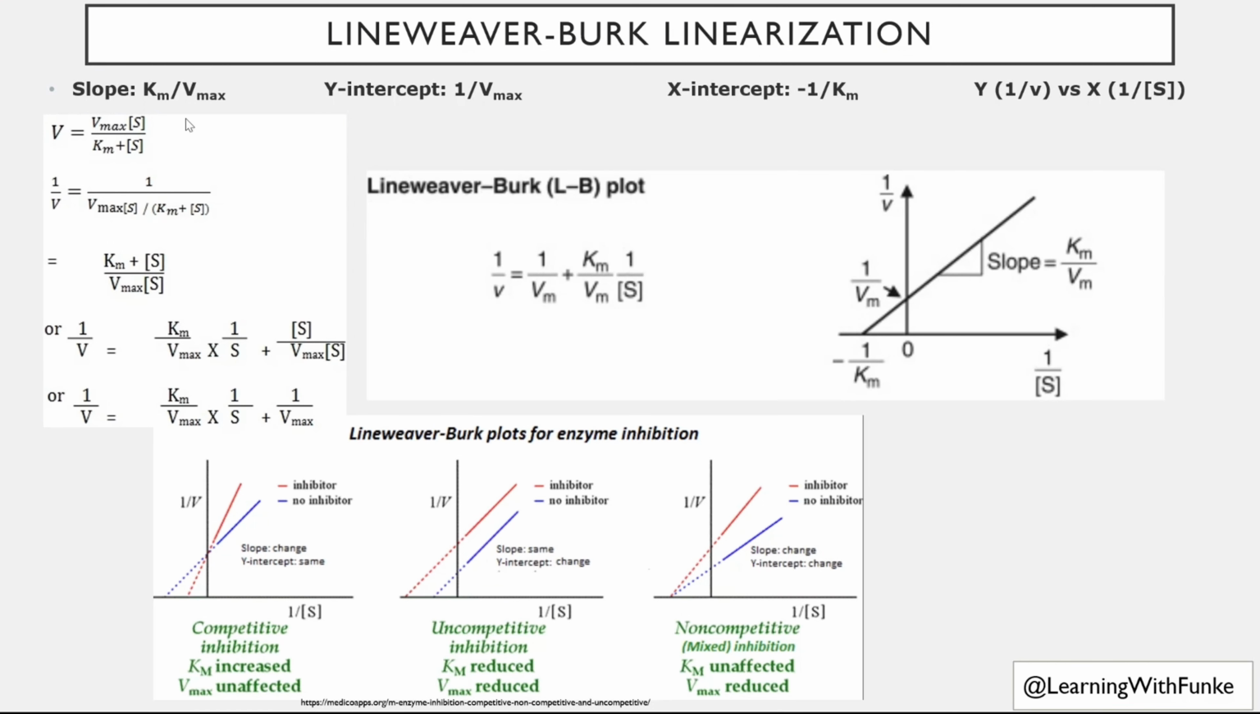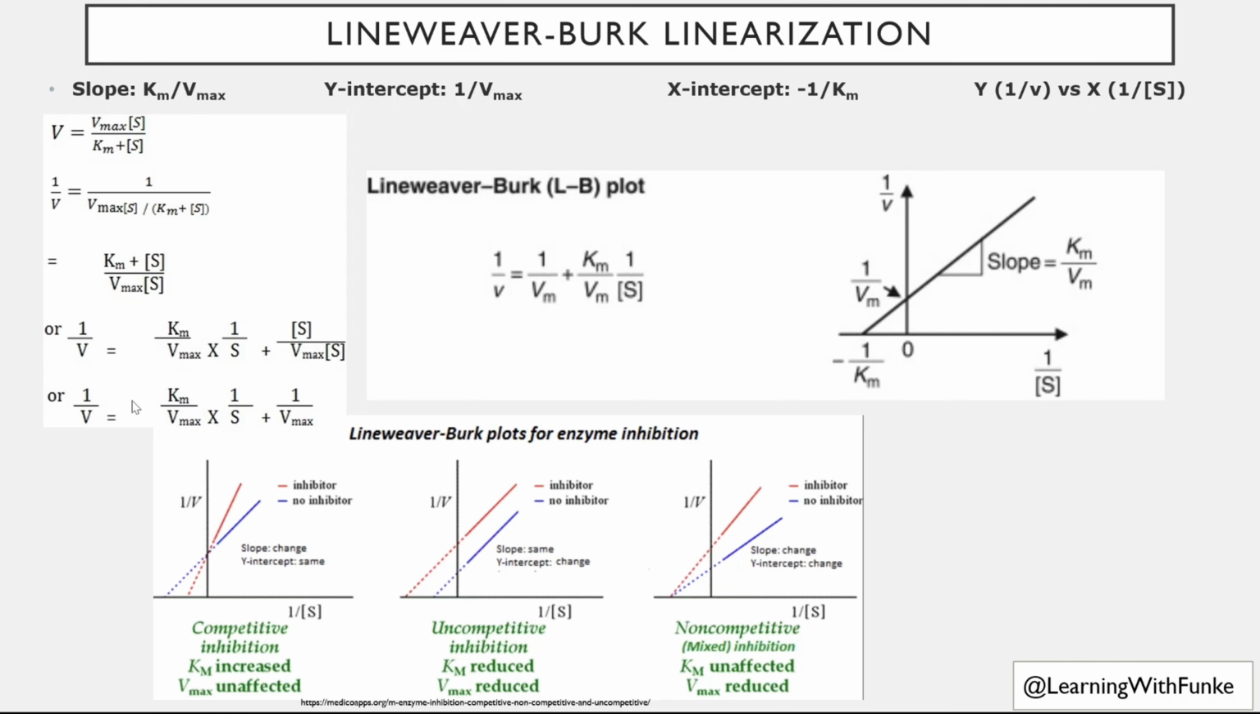I'm going to start here on the left. So this is literally me showing how we arrive at the linearization, where you recognize this, right? V equals Vmax times S divided by Km plus S. That is just the Michaelis-Menten equation. When you take the inverse of both sides, you arrive at this second line here, and that becomes Km plus S divided by Vmax times S. And by separating out your variables, you get 1 over V equals Km over Vmax times 1 over S plus 1 over Vmax.